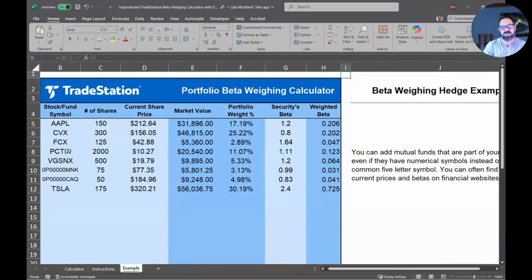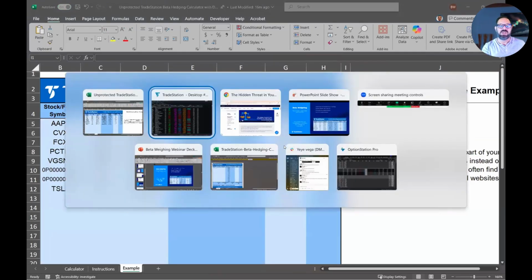And these are mutual funds. Usually when you see the X and 5 letters, you're looking at a mutual fund. These are definitely funds. The symbols, again, not as important, but the number of shares and the current price, as well as the beta, the individual beta for each of those securities. And we're going to use those in the calculator to weigh out our portfolio and beta weight it.